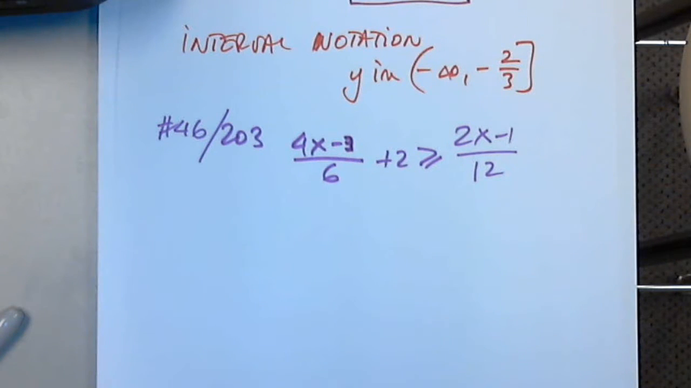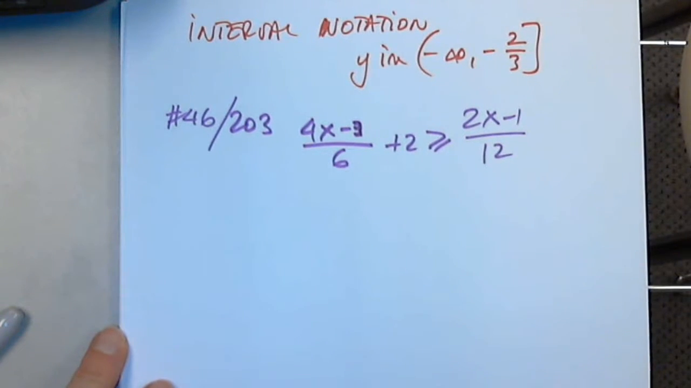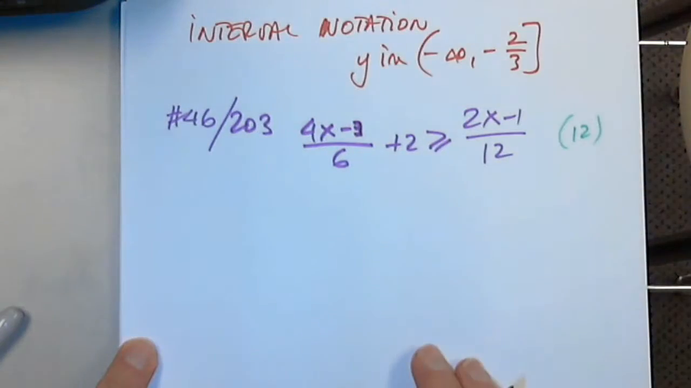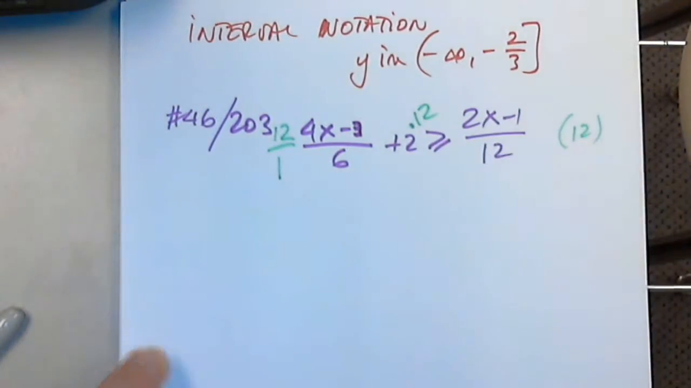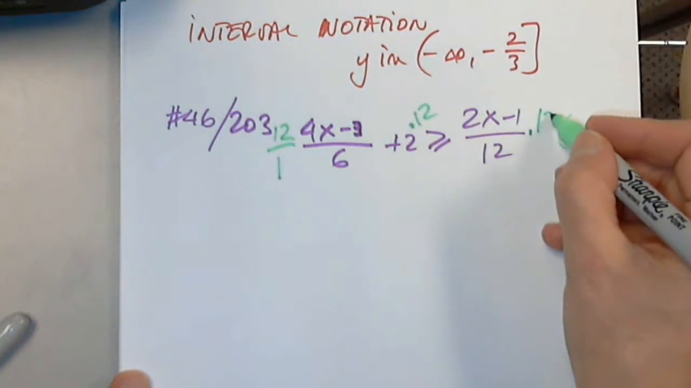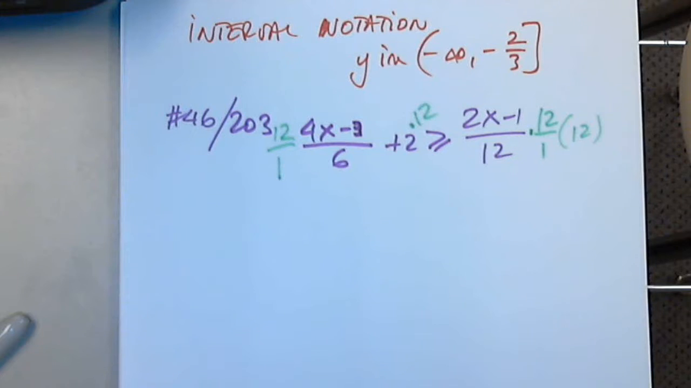Since I see fractions, instead of 12, I'm going to write 12 over 1. So I multiply everything by 12, but here I'm going to write 12 over 1. Here I'm going to multiply by 12. There is no need for 12 over 1. And then multiply here by 12 over 1. I will definitely simplify before I proceed.